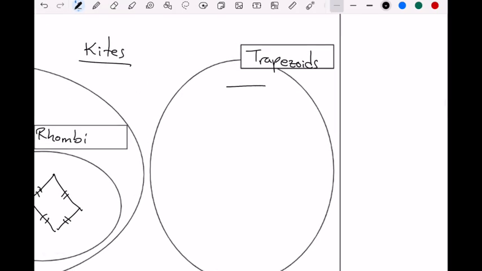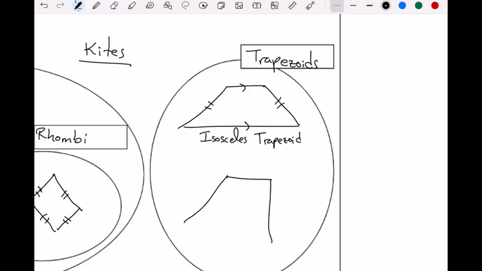On the other hand, trapezoids can be very interesting by themselves. So we have the isosceles trapezoid. You know, like I have one set of parallel sides and one set of congruent sides. This is my isosceles trapezoid. Isosceles like in a triangle, right?